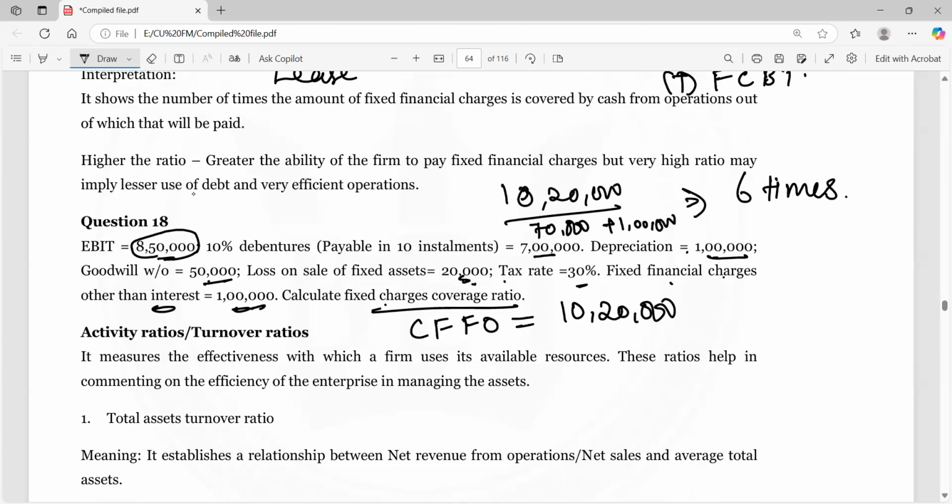850 profit plus depreciation, a non-cash item, goodwill written off, a non-cash item, loss, a non-cash item, add everything. That's all. 10 lakh 20,000.